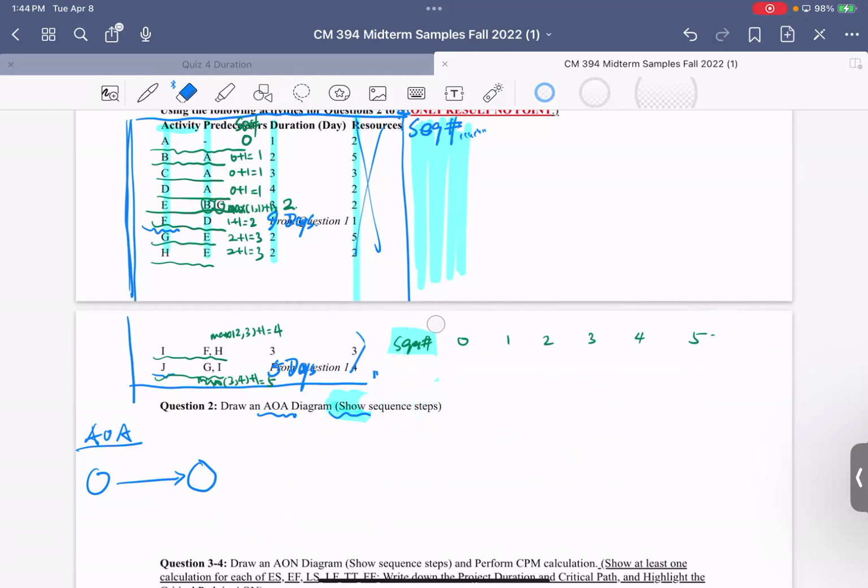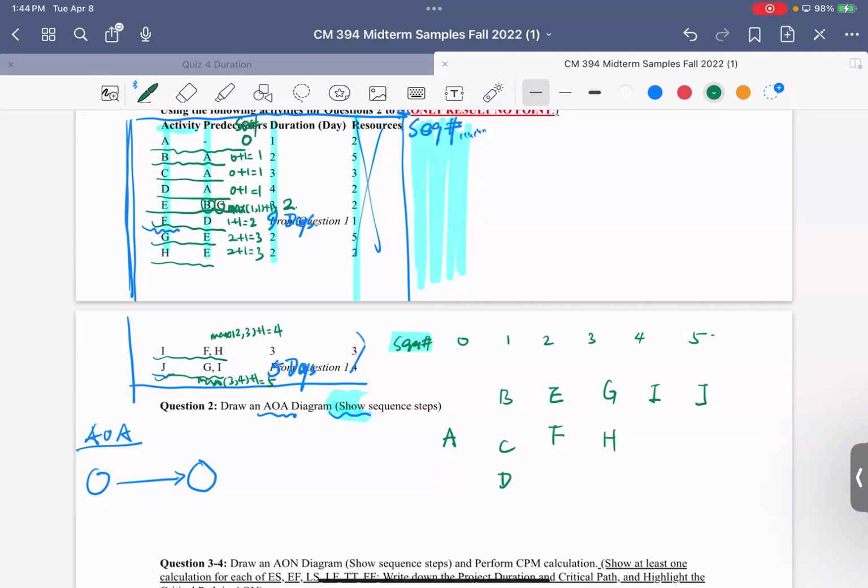So now with the sequence number, what do we do? We are going to put out those things, right? So we will have A in 0, and B, C, and D in 1. E is in 2. F is in 2. And G, H is in 3. And I is in 4. J is in 5. Is that correct?